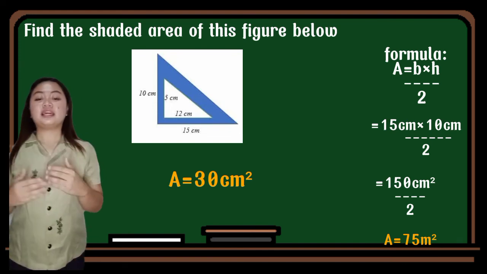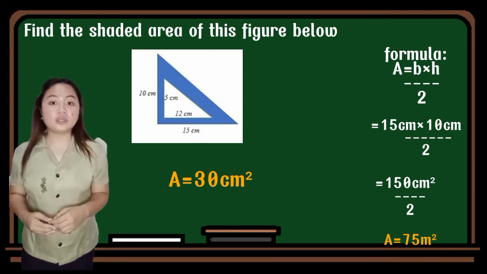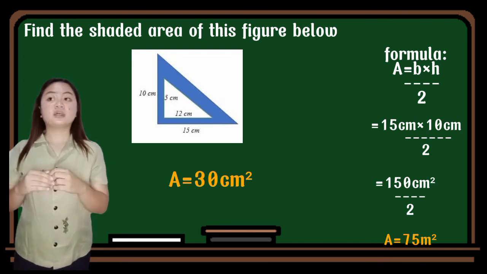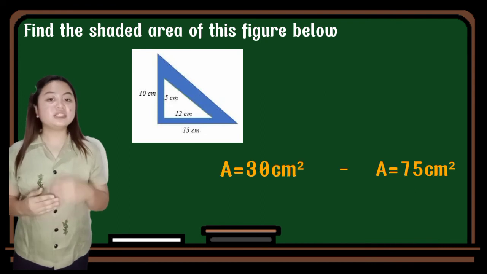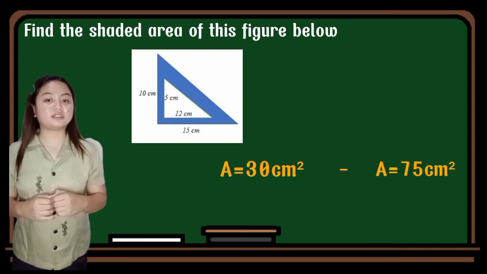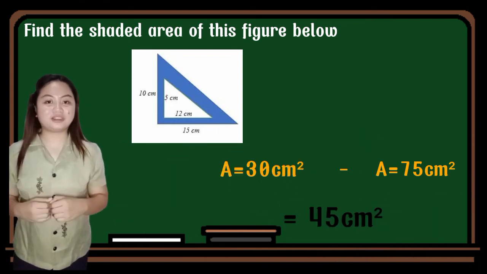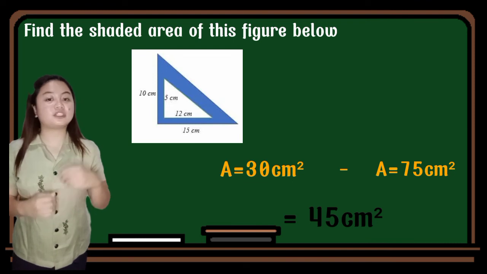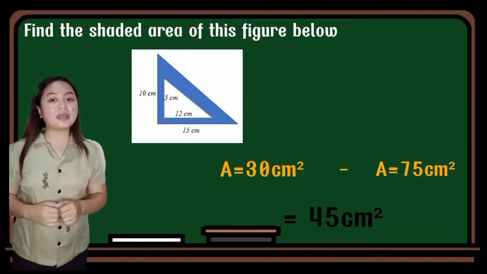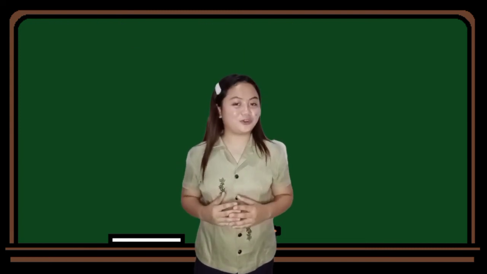So, to find the area of the shaded parts, again, we are going to subtract the areas. So 75 square centimeters minus 30 square centimeters is equal to 45 square centimeters. So the area of the shaded parts of this figure is 45 square centimeters. Now, did you understand our lesson for today?